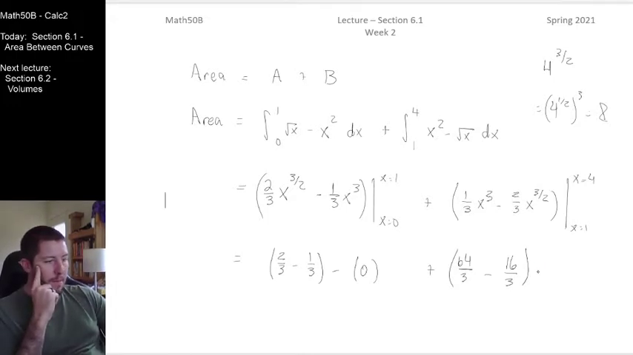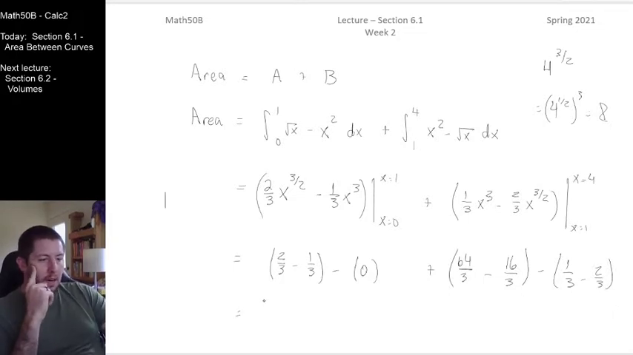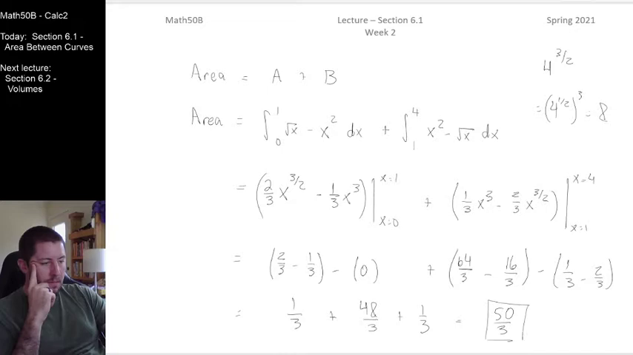Minus, now I'm plugging in 1 into these guys here, so I'll get a 1/3 minus 2 thirds. All right, let's just add some fractions. We're done here. Oh my gosh, they're all in terms of thirds. That's awesome. So I'm going to get a 1/3 plus 64 minus 16. That's 54. That's 48 thirds. And then we're subtracting off. Notice we're subtracting a negative 1/3. So that's really adding 1/3. So I'm seeing here 50 thirds.